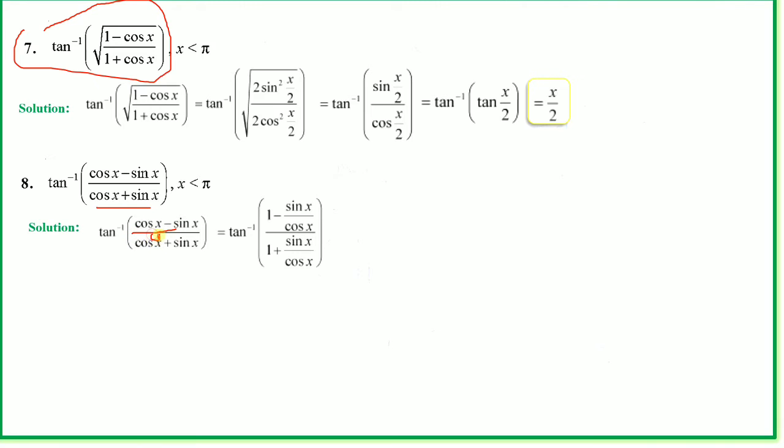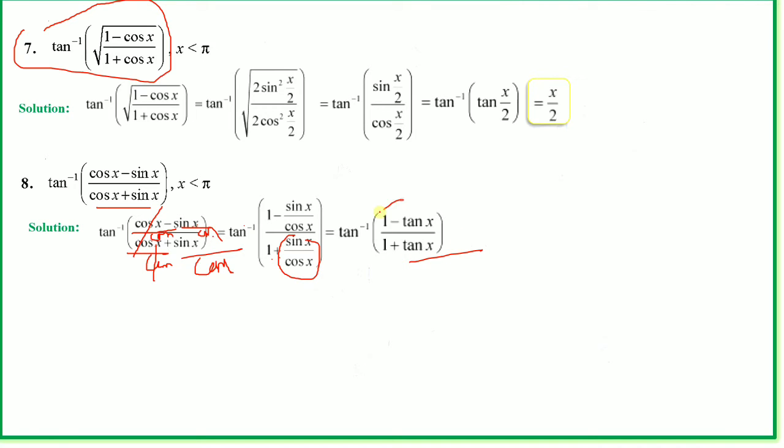Numerator and denominator are divided by cos x. Cos x and cos x cancel, and in the denominator also cos x and cos x cancel. So we have 1 minus sin x upon cos x, and 1 plus sin x upon cos x, which is nothing but tan inverse of (1 minus tan x) upon (1 plus tan x).